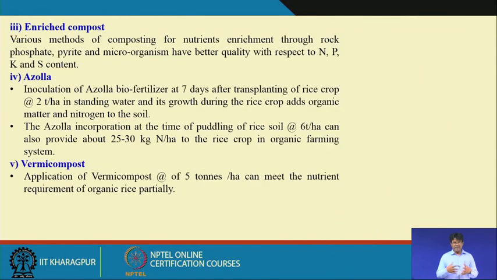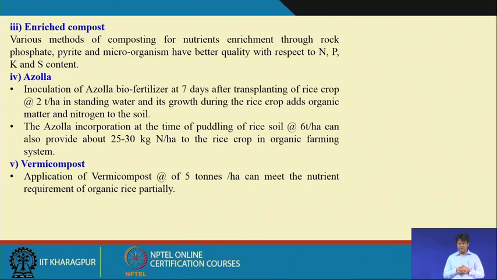We can go for enriched compost, like the various methods of composting for nutrient enrichment through either rock phosphate, pyrite, or microorganisms, which give better quality with respect to N, P and K. As we discussed, rock phosphate or dolomite or mica, and the microorganisms can be enriched in the compost preparation process.